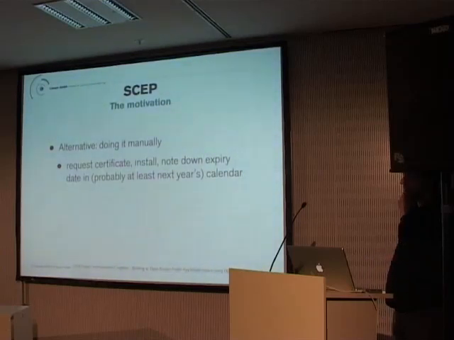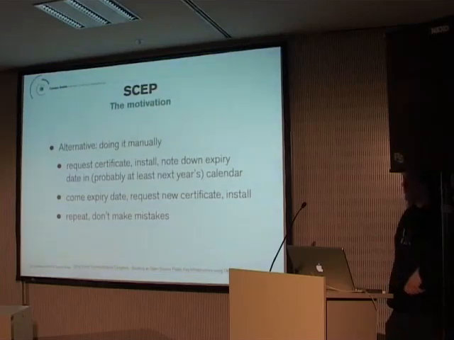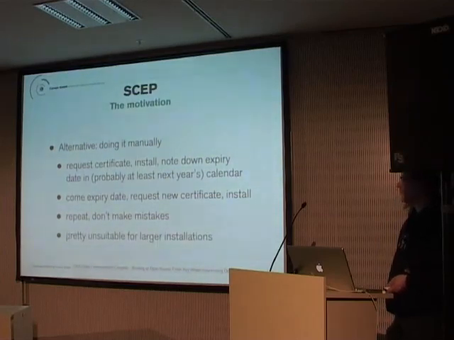Note the expiry date somewhere in a calendar, maybe a digital calendar, maybe even a paper-based calendar. And then you have to remember to request a new certificate come the expiry date, or preferably before the expiry date. And you have to install that again. So you have to repeat that and not make mistakes. If you have a lot of machines, that's basically not practical. It's pretty unsuitable in larger installations.